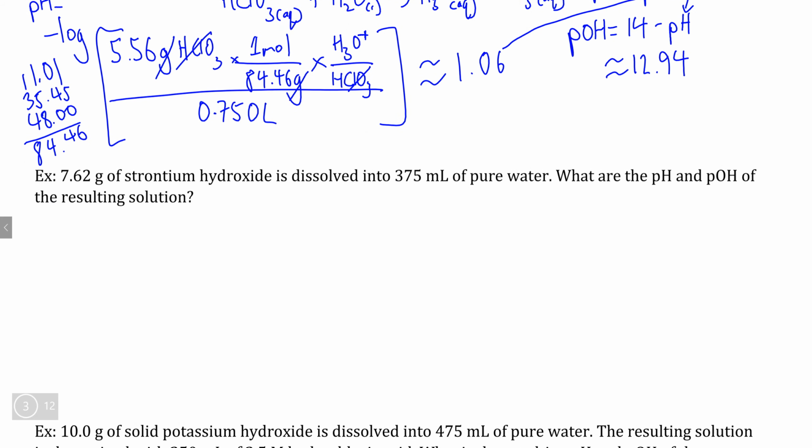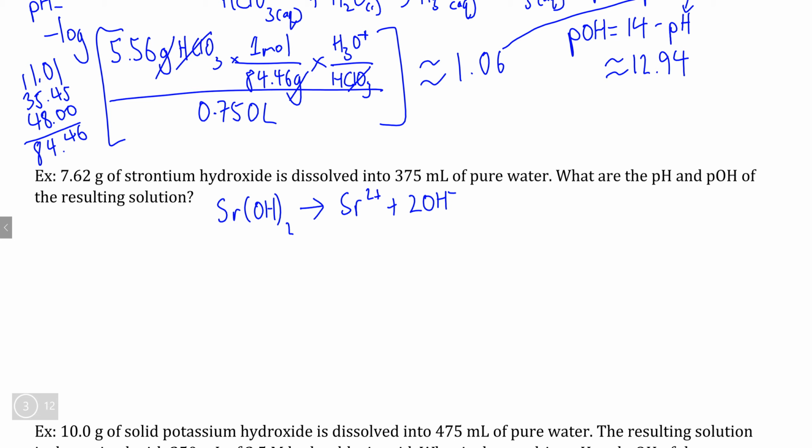In the next practice problem, we're going to deal with a basic solution. In this case, we're dealing with a metal hydroxide, strontium hydroxide. An important thing to note is that strontium hydroxide contains 2 hydroxide ions per molecule, meaning it dissociates into Sr2+ and 2 hydroxide ions like so. This will be important when we're calculating the number of moles of OH- that we have.